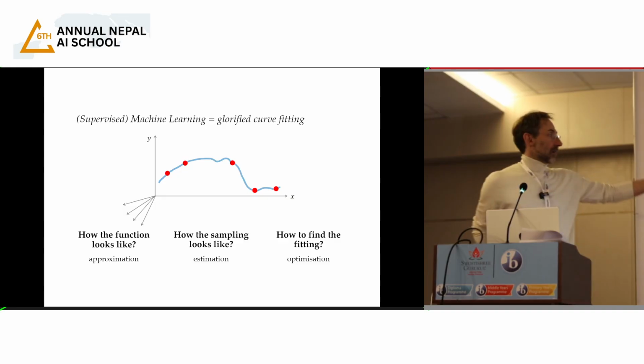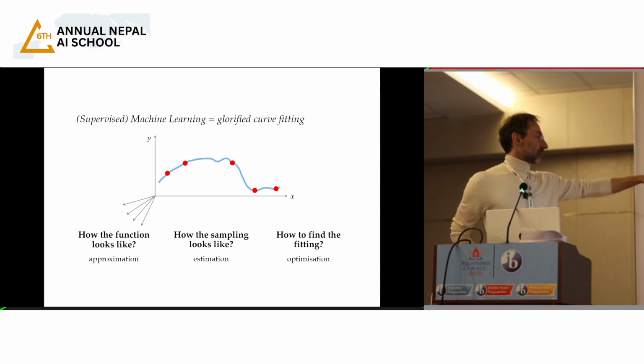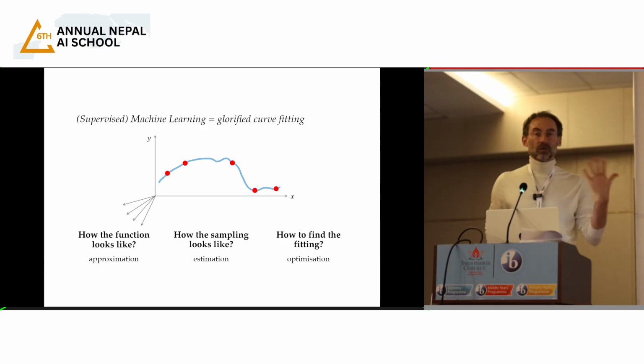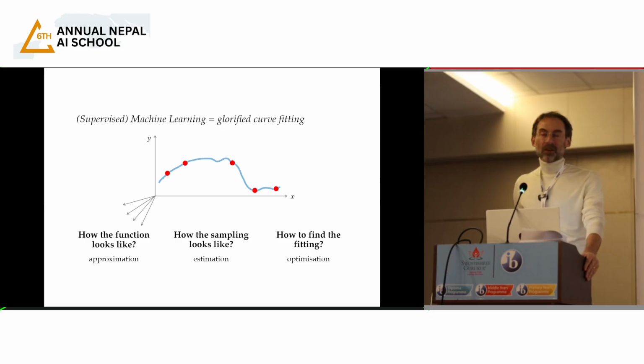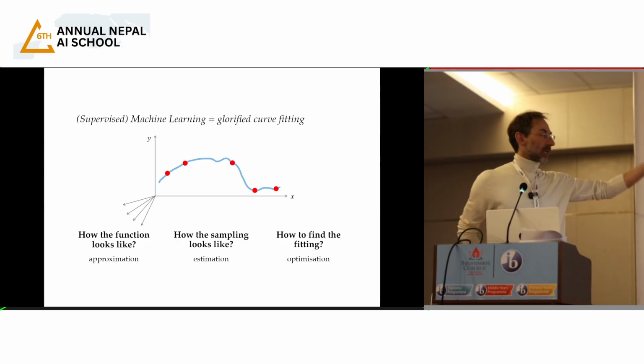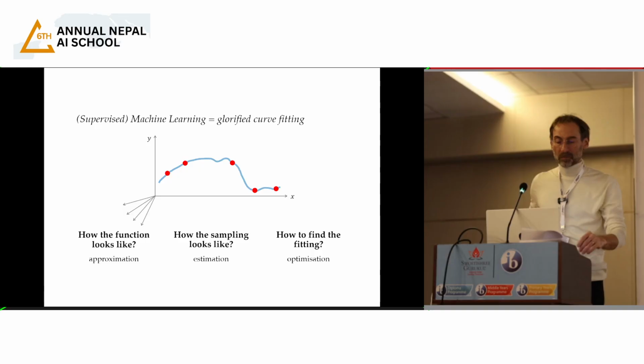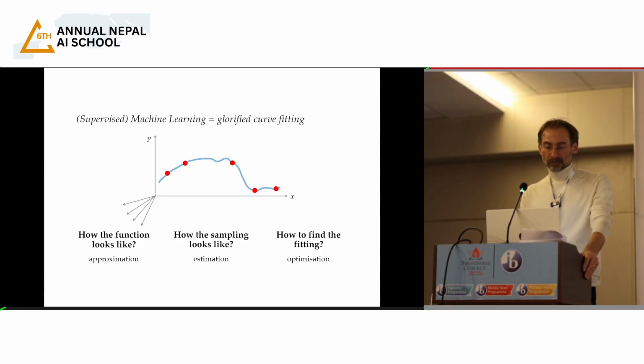In broad categories, the answer to the first question has to do with approximation. What kind of class of functions are we proposing here? The second one is estimation, which is mainly a statistical problem. And the last one is optimization, because typically we solve the fitting problem by solving some sort of optimization problem.